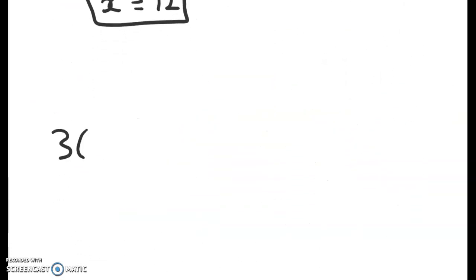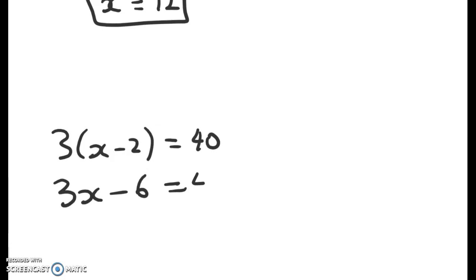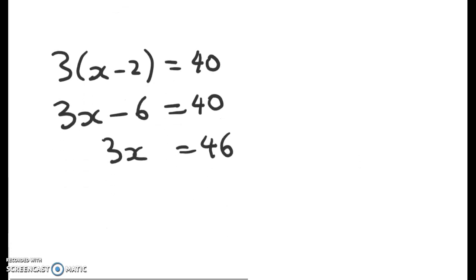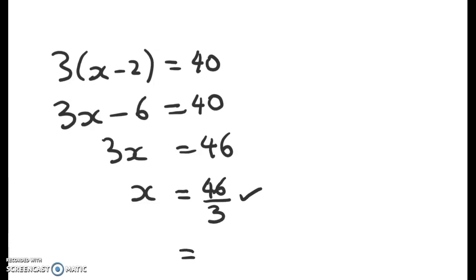So let's start with this. We've got 3 times x minus 2 is equal to 40. I'm going to show you two ways to do this one. The first way is to expand the brackets. 3x minus 6 is equal to 40. Add 6 to both sides. 3x equals 46. And now divide by 3. X is equal to 46 over 3. So it's a pretty ugly improper fraction, but it's correct because it's been simplified. Or it feels nicer to write it as a mixed number, 15 and 1/3.